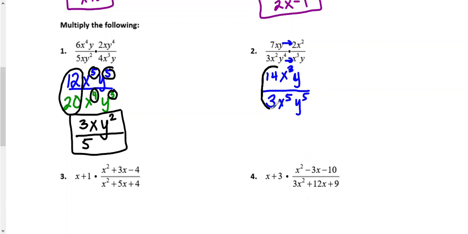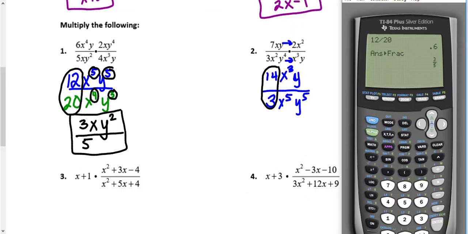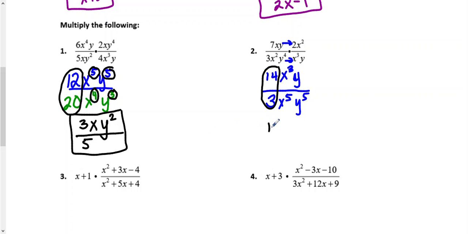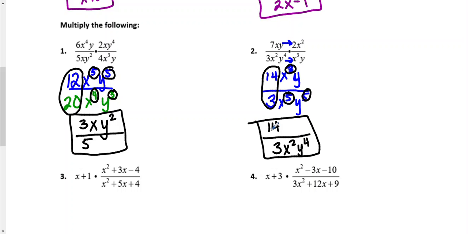So again, start with your numbers. 14 divided by 3. Go to my calculator. 14 divided by 3. Fraction, math, enter, enter. It stays as 14 divided by 3. So 14 over 3. Then I have x to the 3rd over x to the 5th. Subtract, I get 2. And I want to write it in the bottom because 5 is bigger than 3. And then we have 1 and 5, which gives me y to the 4th on the bottom. And that's my answer.